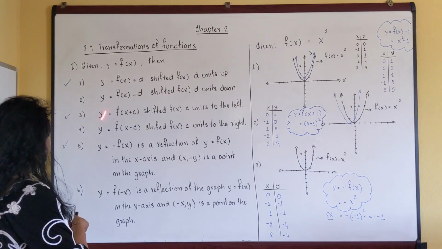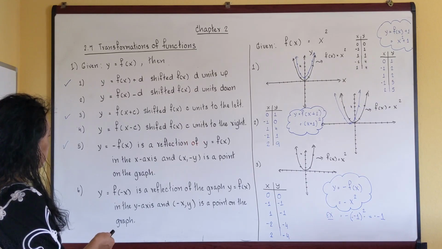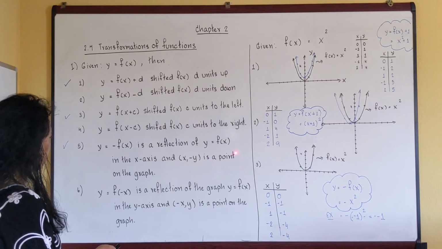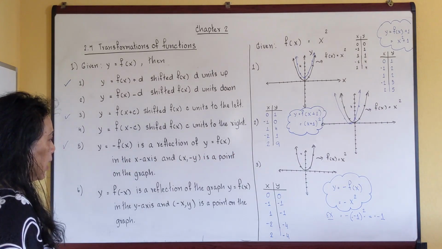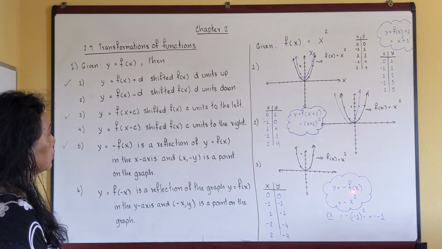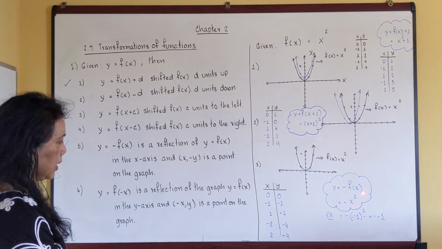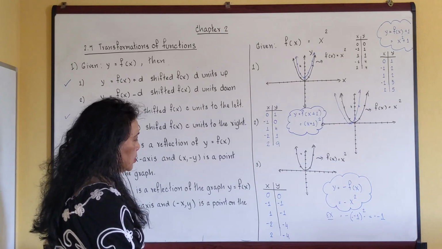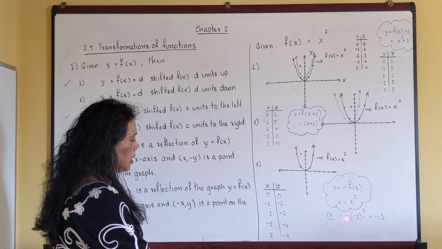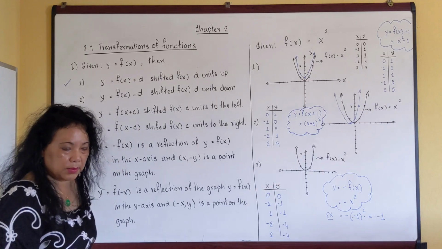Number 5, if y equals negative f of x, then it's a reflection in the x-axis, and x, negative y is the point on the graph. So I'm writing y equals negative f of x. My f of x is x squared, so I'm going to have negative x squared. If x is 0, I'm just going to have 0. If x is negative 1, squared is 1, but you have a negative up front, so you're going to have negative 1, and so on. I create a table for you here.